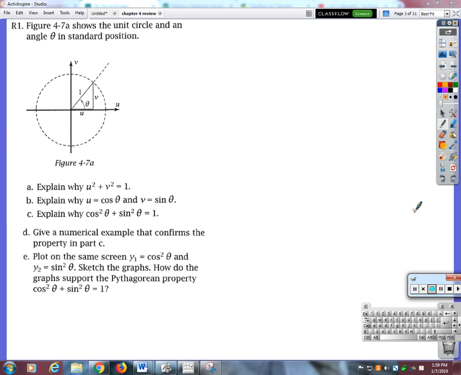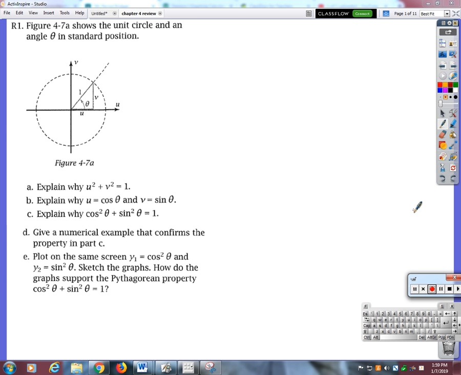All right, so here we go. Review number 1, figure 4-7A. This, by the way, is on page what? Oh, I don't know. It's at the end of chapter 4. I thought you had it all figured out, Cody. Let's see. Okay, page 191. All right, review problem number 1.